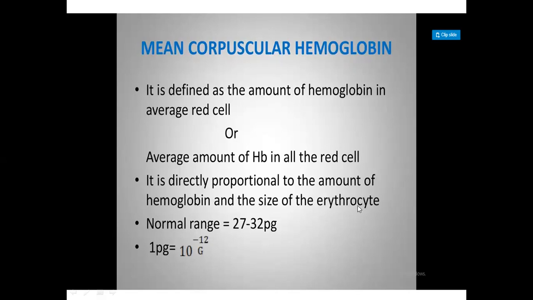And the size of the erythrocyte also. A decrease in the size of erythrocytes would decrease the mean corpuscular hemoglobin. An increase in the size of erythrocytes will mean an increase in mean corpuscular hemoglobin. And the normal range, as we said earlier, is 27 to 32 picogram.